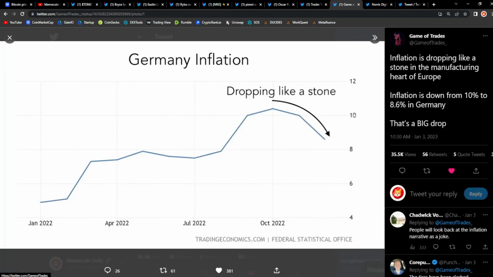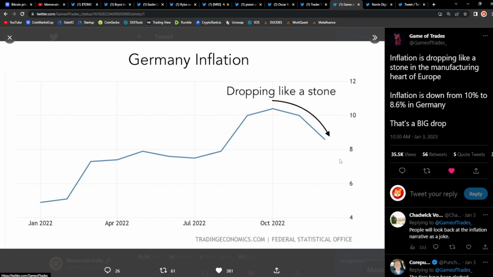From Game of Trades, inflation is dropping like a stone in the manufacturing heart of Europe. Inflation is down from 10% to 8.6% in Germany. That's a big drop, dropping like a stone. So Germany's inflation is coming down and the US inflation is coming down as well. We'll pretty much go into deflation, which will more than likely trigger a recession. A lot of people are speaking about a recession incoming. I wouldn't rule it out, guys.